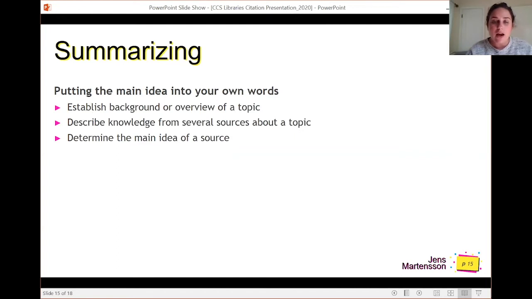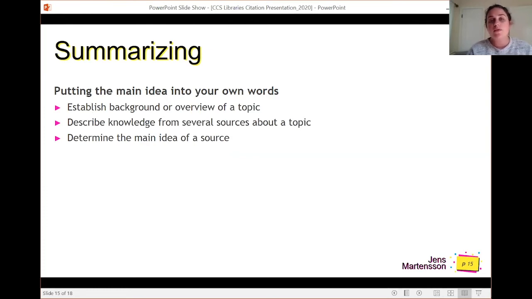So the last in-text citation type is called summarizing. And summarizing is similar to paraphrasing in that you're not copying someone's words directly, but you're synthesizing or bringing together their ideas into your paper, right? And so when we do that, we still need to give credit because it wasn't our idea originally.